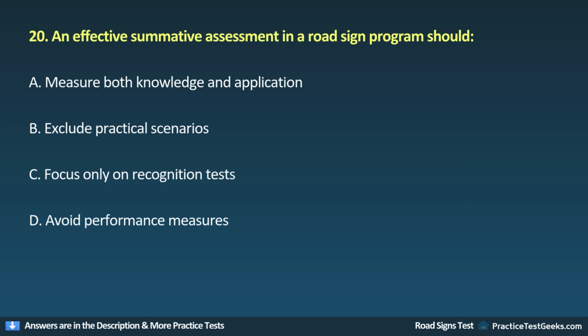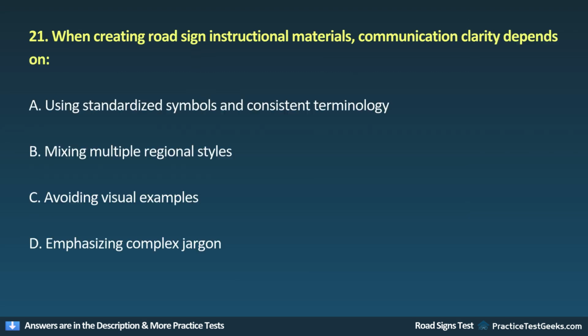D. Avoid performance measures. 21. When creating road sign instructional materials, communication clarity depends on A. Using standardized symbols and consistent terminology. B. Mixing multiple regional styles. C. Avoiding visual examples. D. Emphasizing complex jargon.